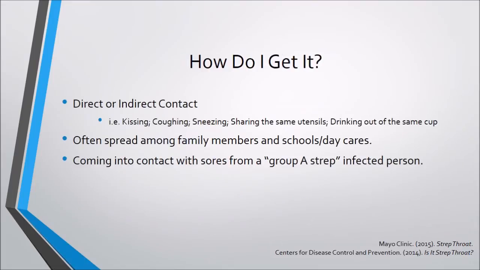As I mentioned before, strep throat is highly contagious and can be transmitted through direct or indirect contact. I've listed some examples below, such as kissing, coughing, sneezing, sharing the same utensils, and drinking out of the same cup. It's really important, especially if you know somebody has strep throat, to just stay away from them, keep yourself clean, and wash your hands. Strep throat is often spread among family members, in schools, or daycares, and a lot of that has to do with the close proximity of one infected person and others that are not infected.